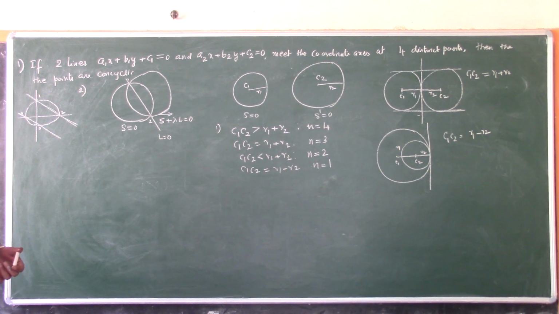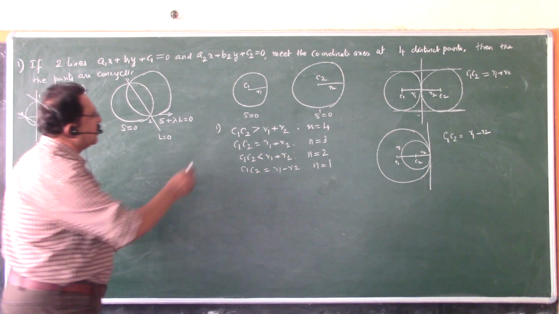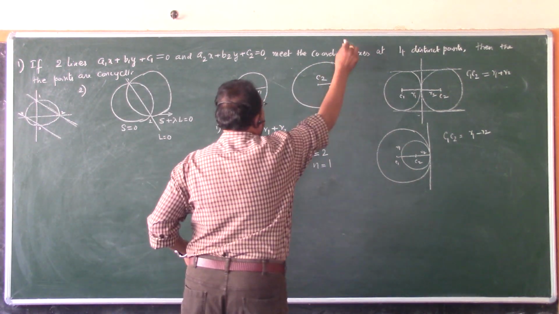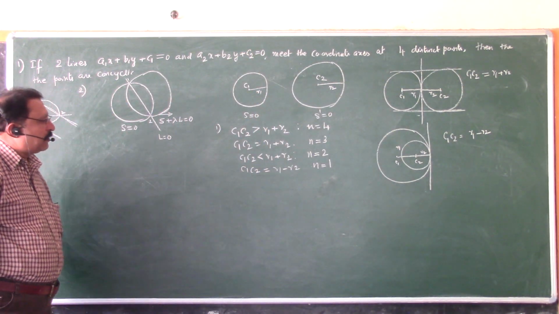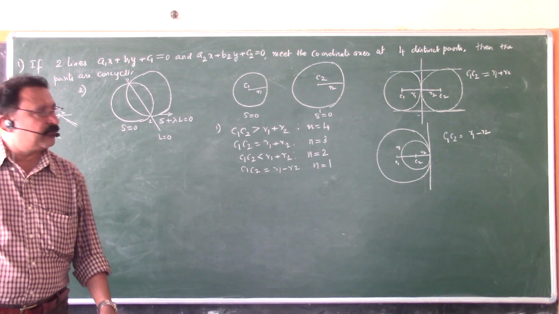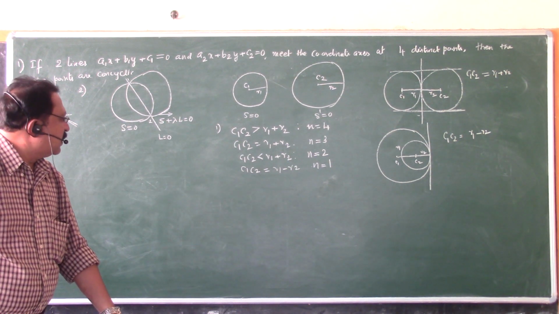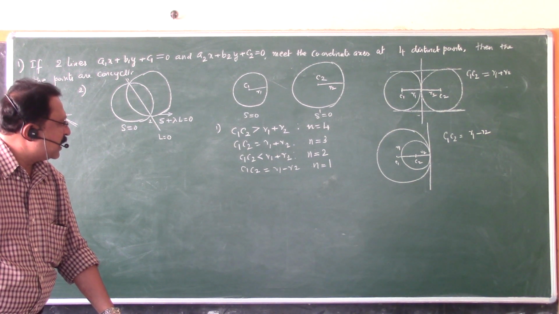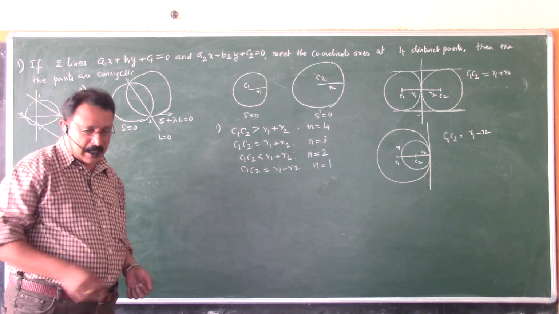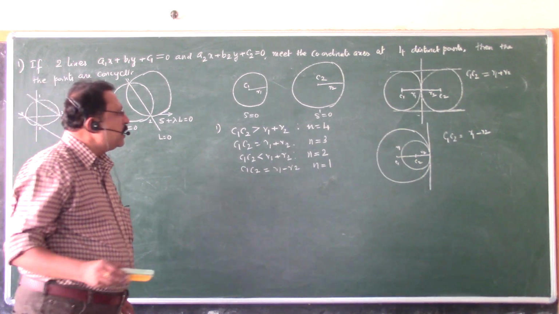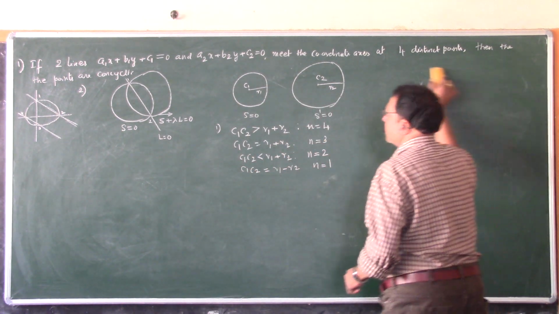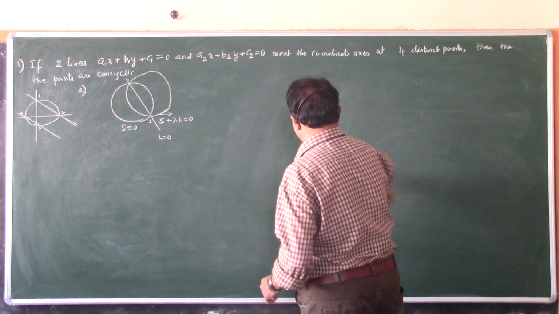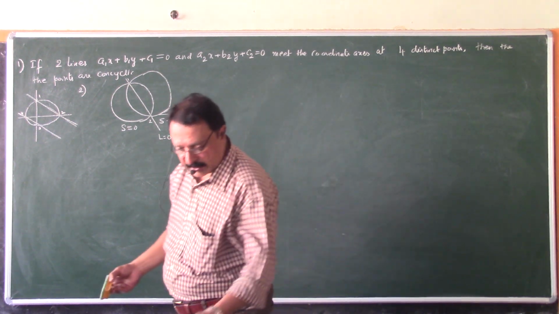So as far as the number of common tangents for two circles is concerned, we should remember that if C1, C2 is greater than R1 plus R2, we have 4 tangents like this. Then if C1, C2 is equal to R1 plus R2, then we have 3 tangents. C1, C2 less than R1 plus R2, two tangents. If C1, C2 is equal to R1 minus R2, then it is only one tangent. So this is as far as the number of tangents are concerned.